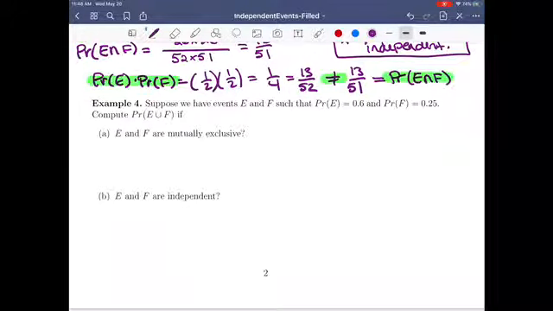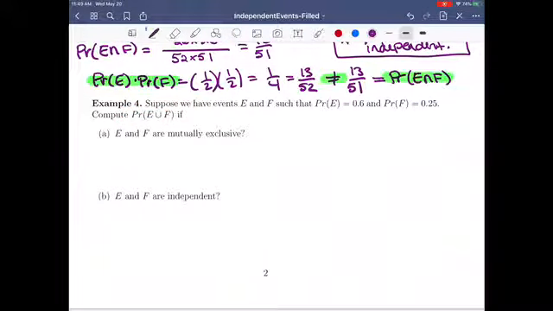We can use the fact that things are independent as well. I made this example to illustrate the difference between mutually exclusive and independent, and also to show what it means to use that it's independent. If we have events E and F, the probability of E is 0.6 and the probability of F is 0.25. In both cases, we want the probability of E union F.